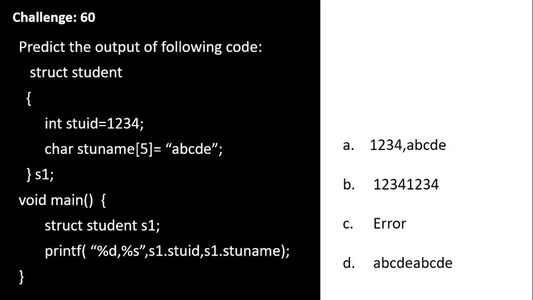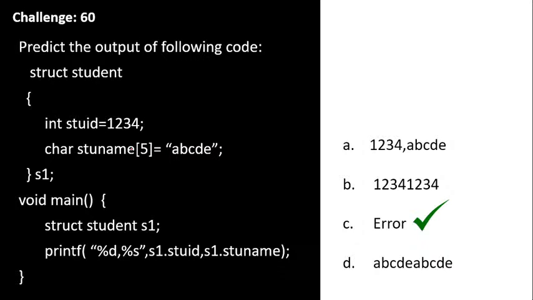Student ID is 1234. Student name is ABCD. So will that be printed? No, it will be an error because you cannot assign values directly to the members. You have to assign values to the structure variables. Remember that.